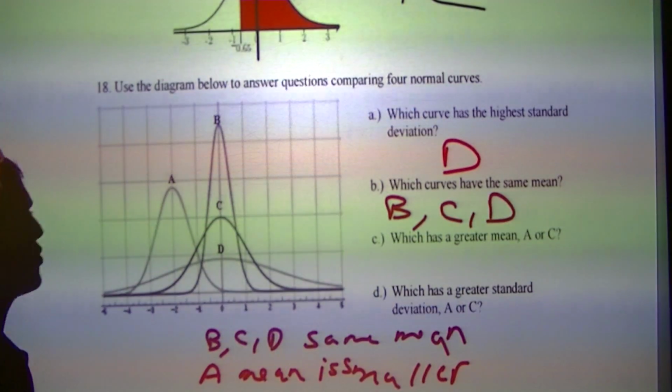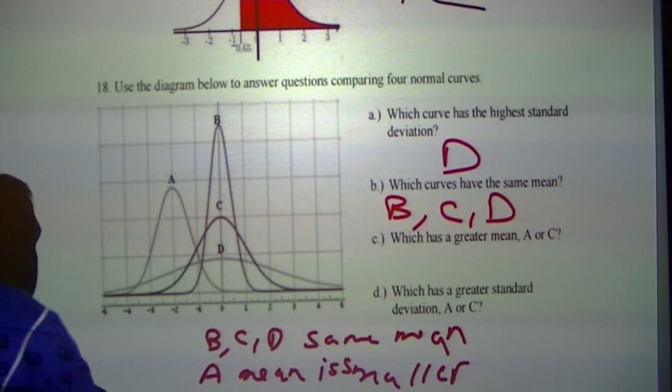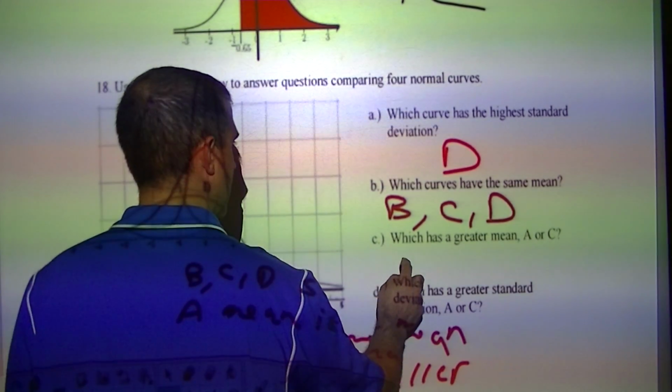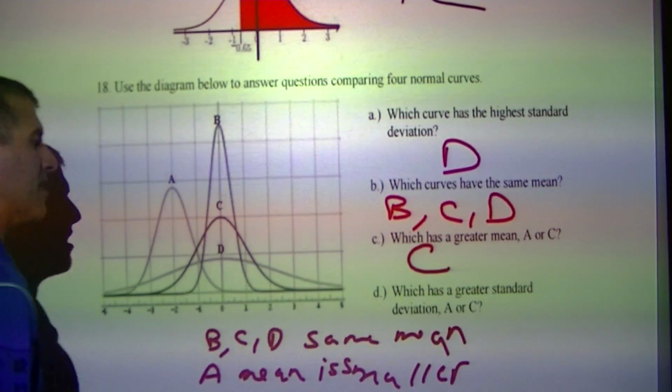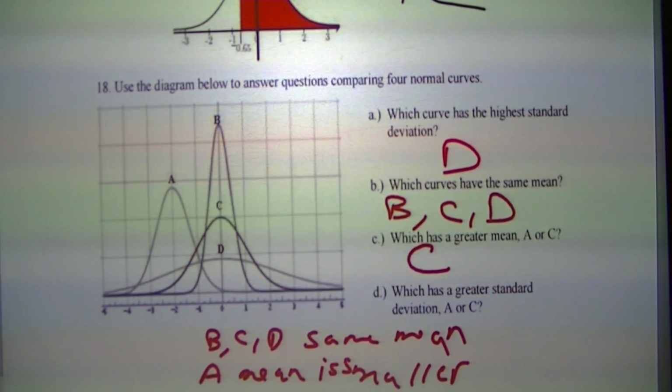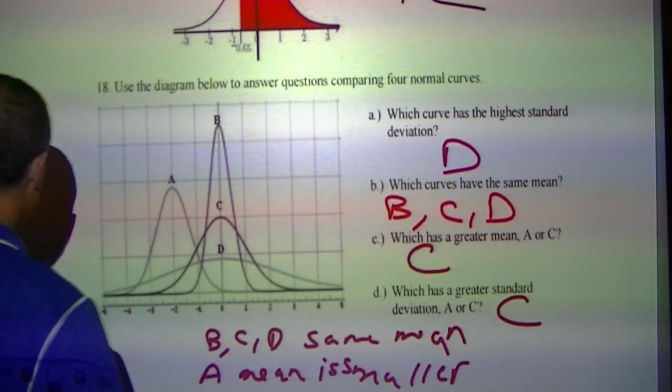Which has a mean greater than A and C? All right, I don't see any that have none. Which has a greater mean, A or C? C's got a greater mean. Which has a greater standard deviation? That's going to be C because it's a little wider.